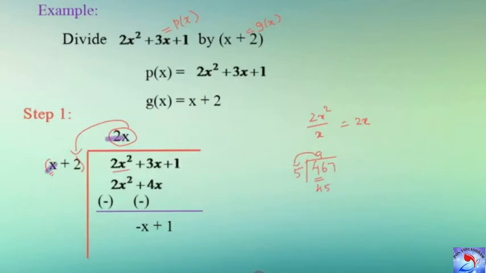2x with the x gives you 2x square, and you have a plus sign here, so you add a plus sign here. Then 2x into 2 gives you 4x. The second term is also done. So 2x multiplied by x plus 2 gives you 2x square plus 4x.